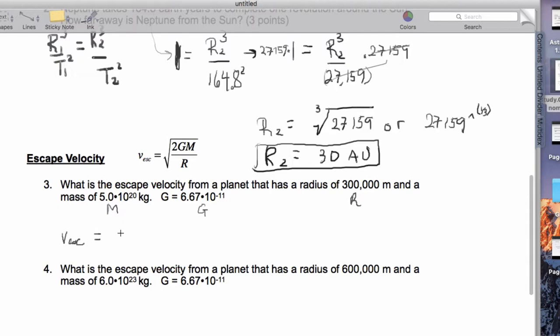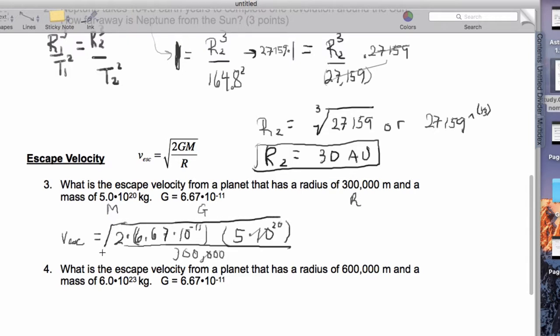So to get the escape velocity, we're going to take 2 times 6.67 times 10 to the negative 11th. That's for the g. We'll times that by m, which is 5 times 10 to the 20th. And then we're going to divide by r, which is 300,000. All of this under a square root. And when we actually simplify that, we're going to get an escape velocity of 471 meters per second.